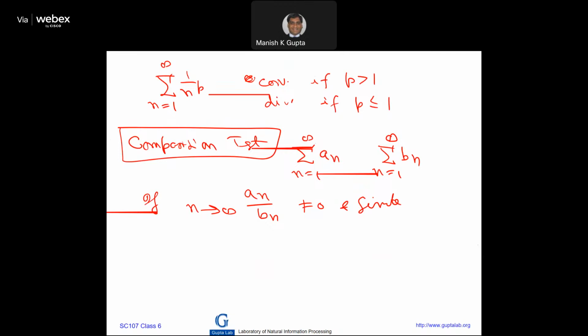So both these series will be identical in nature. If this is convergent, that is convergent. If this is divergent, the other series is divergent, and so on. By the way, how do you prove this? That's an interesting thing. But as I mentioned, it depends on how much interest you have. It is not necessary that you prove all of them, but you should know at least.